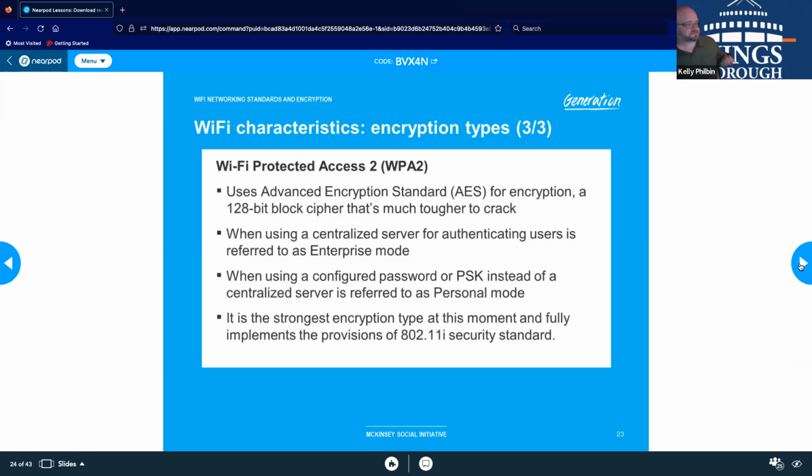And in personal mode, you would use a pre-configured password instead of the centralized server, and this is referred to as a PSK, or pre-shared key. So basically, anybody who needs to access it, decrypt it, would have a passcode in order to decrypt that device in personal mode.